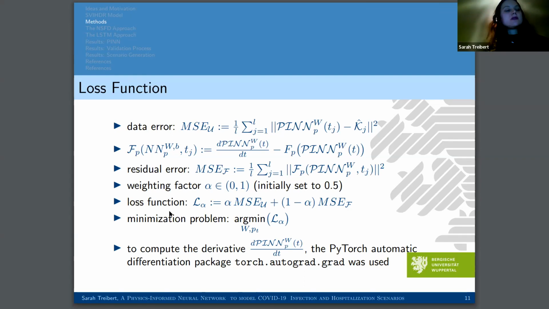As I said, our loss function includes a data error and a residual error. The data error is the mean squared error between the PINN output and the reported data for all regarded points in time. The residual error is the mean squared error between the so-called time derivative of the neural network applied to the output and the ODE system applied to the current PINN output. The time derivative can be computed using the Python automatic differentiation package called torch autograd.